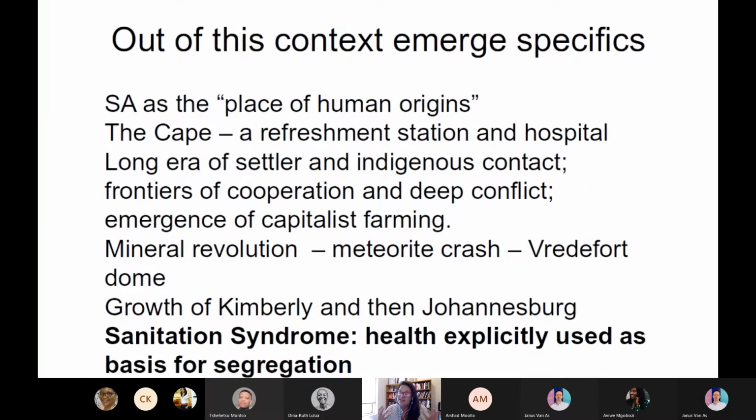Out of this context of our past, violence, extraction, innovation, capitalist imagination, profiteering, but also the destruction of pre-colonial systems, the movement of people from all over the world, cosmopolitanism, injustice, inequality. Out of this, the Cape Refreshment Station, which brought the first Dutch settlers here, and the long history of settler and indigenous contact, frontiers of cooperation and also violence, the mineral revolution, the Witwatersrand Dome, the geological formation that we sit in. We also see the growth, for example, of Kimberley and then Johannesburg, and the sanitation syndrome that underpinned, as public health experts tell us, urban segregation, using health as a reason to separate people on race and class grounds. All of this context is what's shaped us.